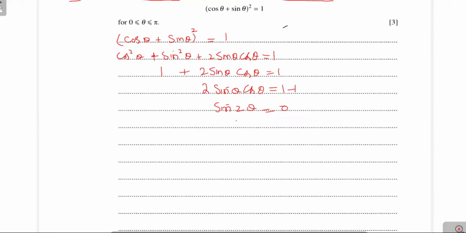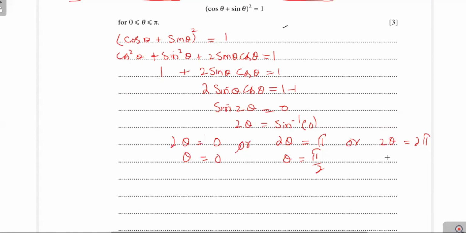Now 2 theta will be equal to sine inverse 0. You know the sine inverse 0: 2 theta equal to 0, or 2 theta equal to pi, or 2 theta equal to 2 pi. Therefore, theta will be equal to 0 over 2, which is 0. Here theta equal to pi over 2 and here theta equal to pi, and the solutions are 0, pi over 2, pi, and this is the answer.